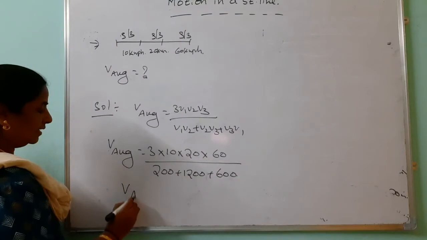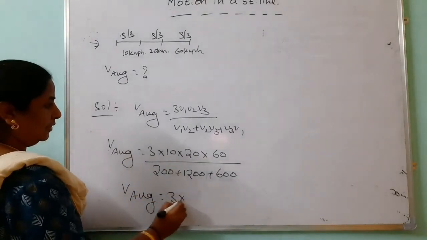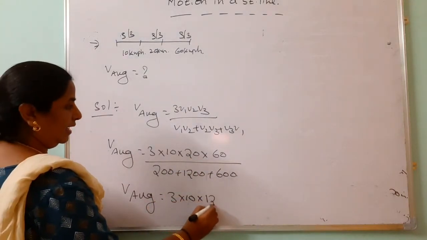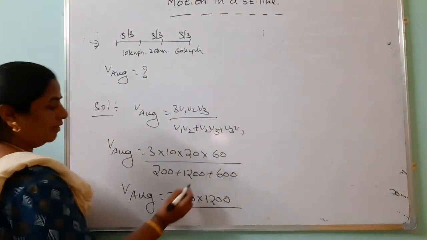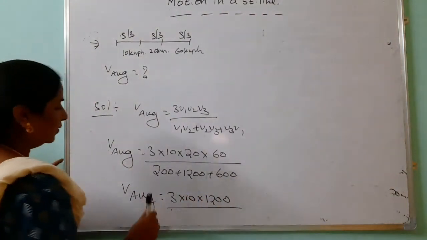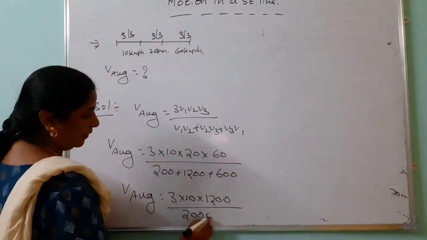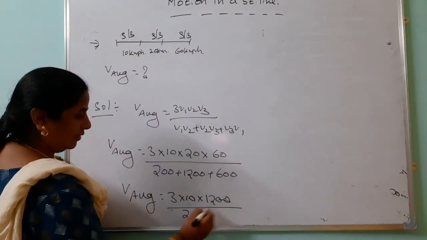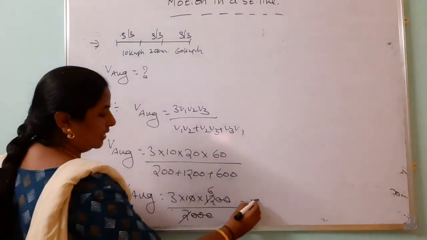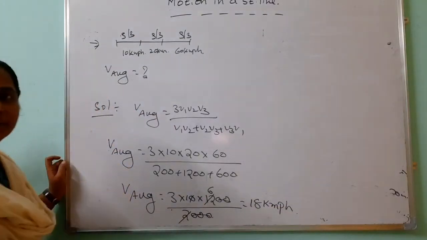After simplification, V average equals 3 into 10 into 1200 divided by, when you are adding, 1800 plus 200, which is 2000. These 3 zeros are cancelled. Here 2 6 12. Our answer is how much? 18 kmph. Many times they have repeated this problem.